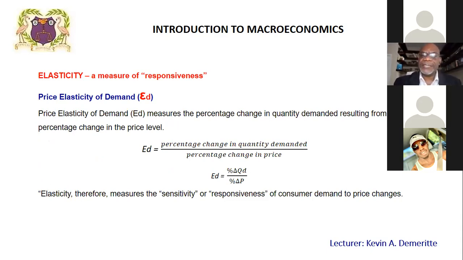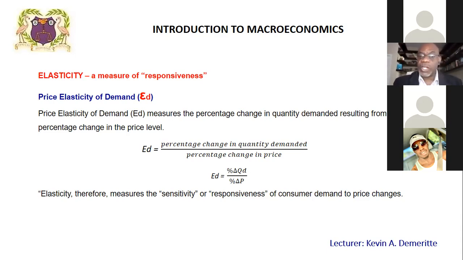The price elasticity of demand, E of D, measures the percentage change in quantity demanded resulting from a given percentage change in the price. So these are all about percentages now. This is no absolute anymore. We're talking about percentage changes. We're saying when we raise our price by 5%, how much does our sales change in percentage terms? So we're all talking about percentage.